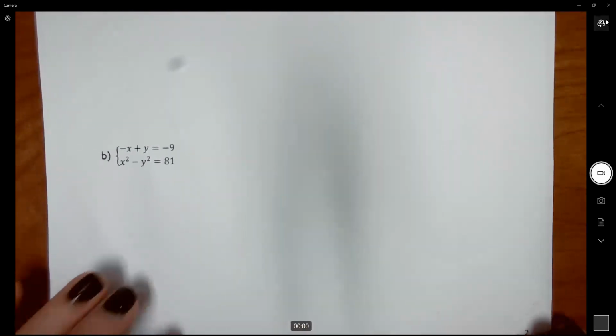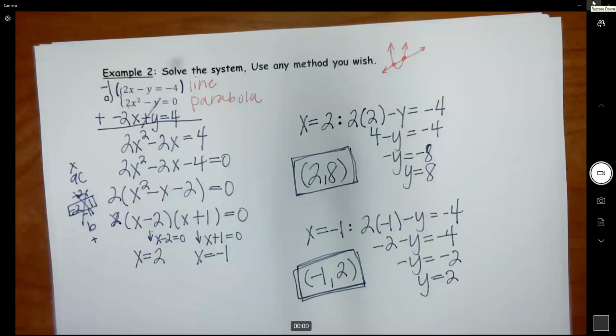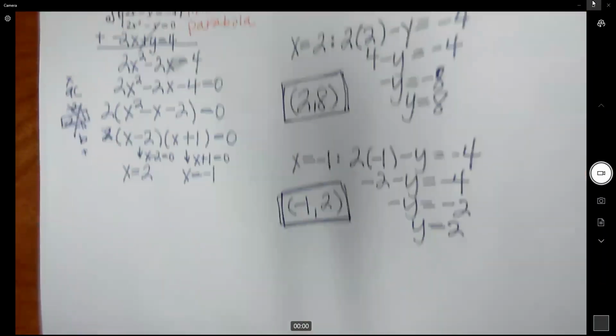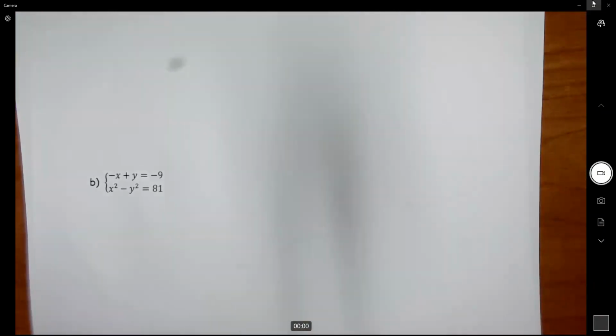Okay, this is what we're going to be doing all lesson. So notice here I could use elimination because we had one of them that at least had common or like terms. Here I have no like terms, so I cannot use elimination. You cannot eliminate an x with an x squared and a y with a y squared. So here you have to use substitution.